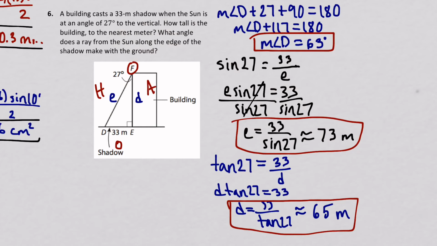And I did the same thing to find D, except I didn't use sine, I used tangent. The reason I use tangent is because if I'm looking for D, that's the adjacent side, and I know the opposite side. Opposite, adjacent, the only thing I can use there is tangent. So tangent of 27 is opposite, 33, over adjacent, D. 33 over D, multiply both sides by D, divide by tangent of 27. So this is what I punched into the calculator, and I got back 65 meters.